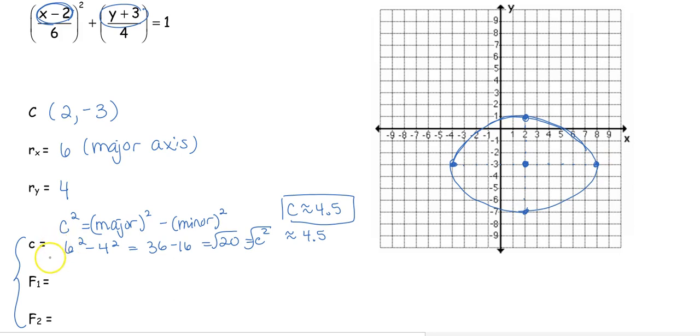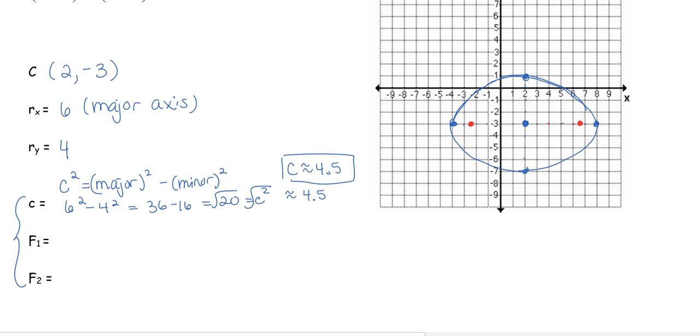Now this is where our c value is going to come in, our foci. Our foci are going on the major axis, so it's going to go in the direction where we went longer, which in this case is the x direction. To get those foci, I'm going 4.5 from the center in the x direction. So I go from the center and I go 1, 2, 3, 4.5. I go left, 1, 2, 3, 4.5. Those are going to be my two foci points.